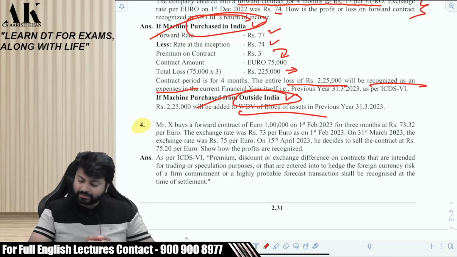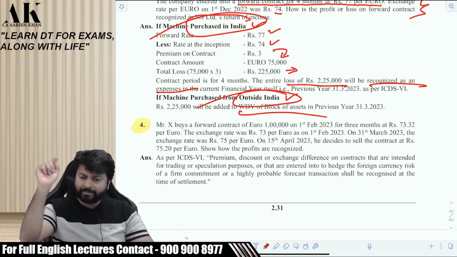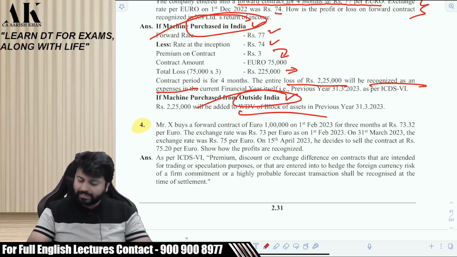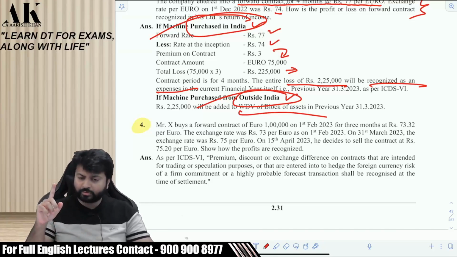First, he buys a forward contract of 1 lakh euro. He says that I will buy this euro at 73.32. On that date, the rate was 73. Right or not? Later on 31st March, the rate becomes 75. And in April, he decides to sell the contract at 75.20 per euro to someone. He doesn't want the forward contract. His contract was supposed to expire on 1st May. Correct?